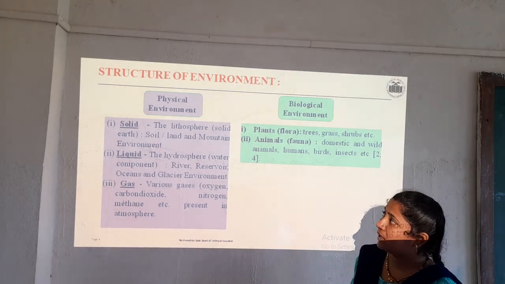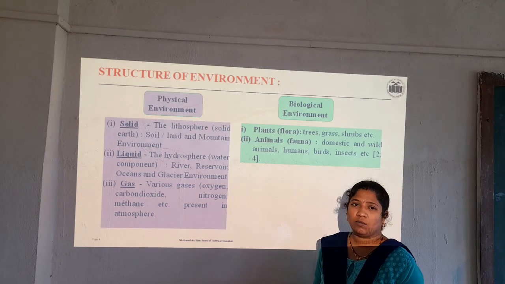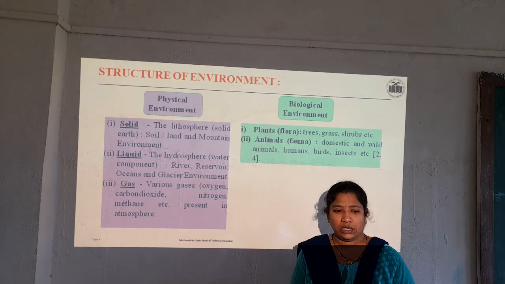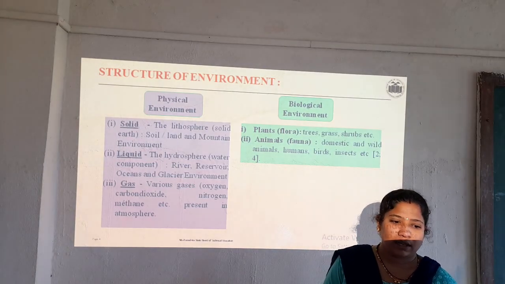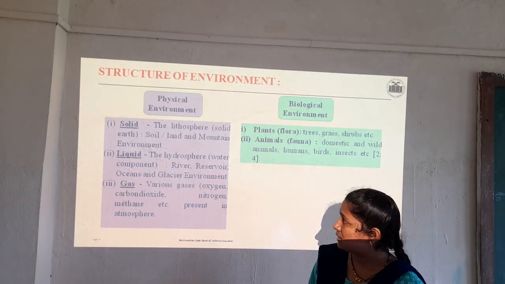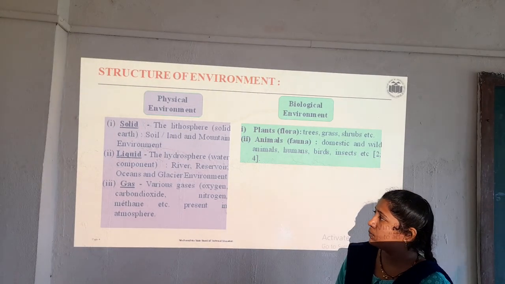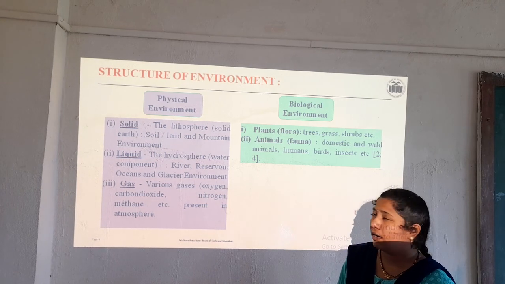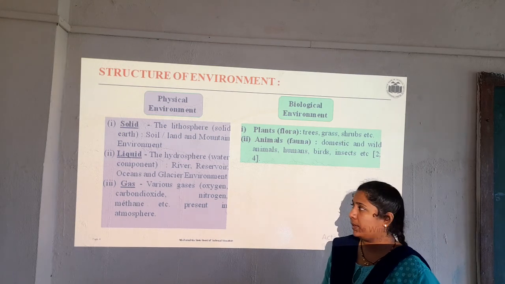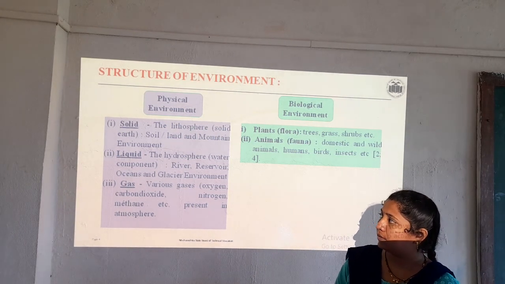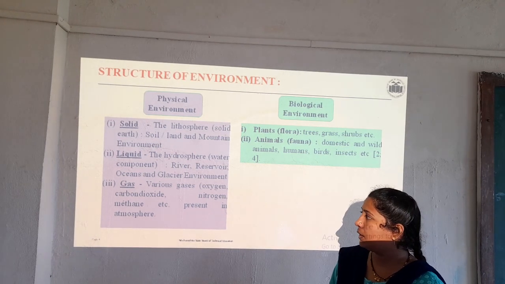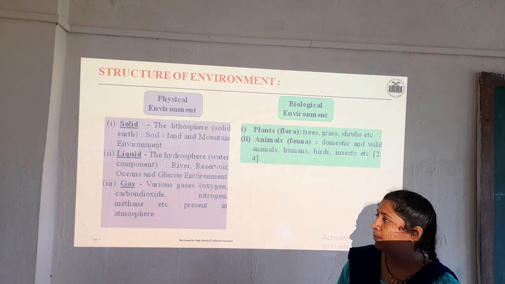Physical environment means it is in the form of solid, liquid, and gas. In solid, the lithosphere, soil, land and mountains are examples. In liquid, the hydrosphere means the water components like rivers, reservoirs, oceans and glacier environments. Third one is gas. Gas contains various gases: oxygen, carbon dioxide, nitrogen, methane, etc.